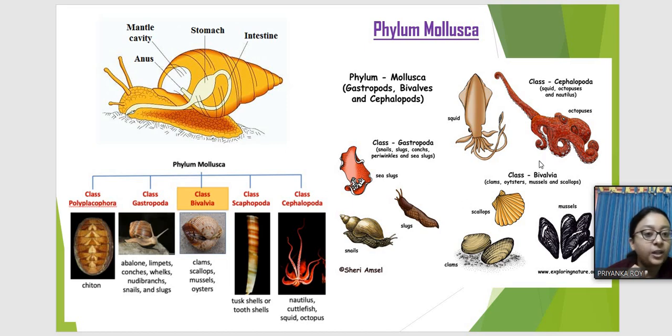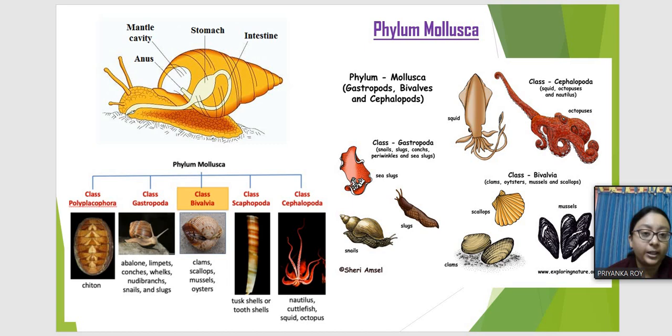So these are different kinds of mollusks which we find in nature, starting from the slugs and others which do not have any shells, the octopus, which does not have a shell, and ranging towards all these organisms which have a shell, like snails.